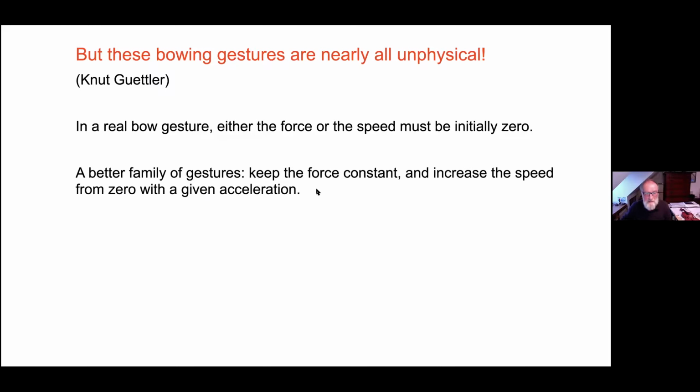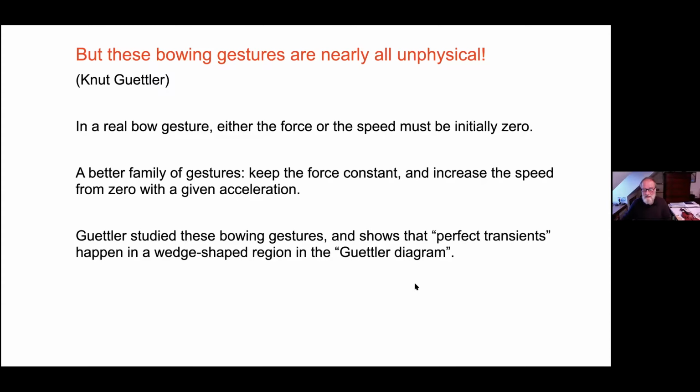So he thought of a different family of gestures. He thought about doing transients where you start with the bow on the string always, you choose your force, and then you start the bow moving, and the other parameter you vary is the acceleration. How quickly do you get it going? So we've got force and acceleration, still 2 things because we want to plot a diagram. And that's what he did. So we'll call this the Göttler diagram.